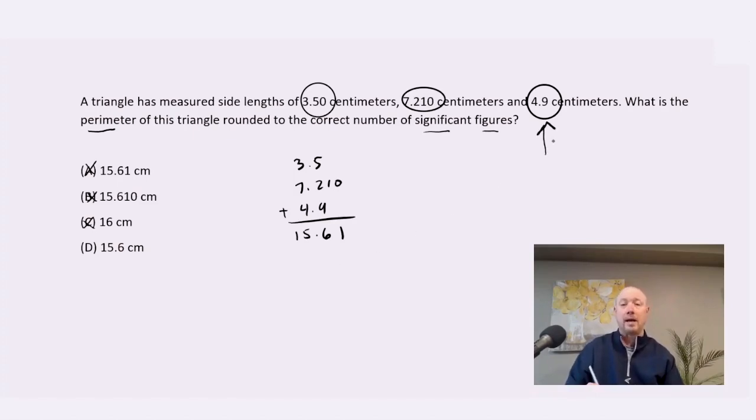So the 4.9 is the least precise side measure. That means our final answer has to be rounded to the least precise side measure. So this has to be rounded to the tenths place, which would give us 15.6 centimeters.